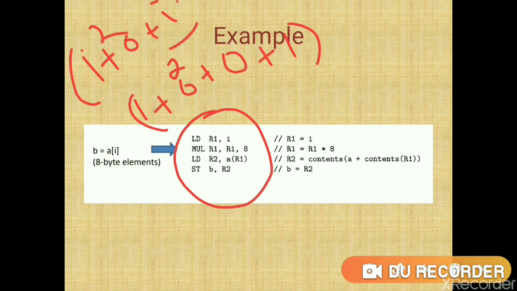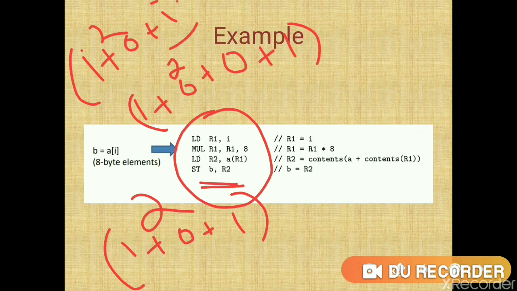Next is load R2 comma a of R1. What is the cost for that? 1 plus, R2 is 0. Then a of R1 means there you are taking the contents of a of R1, right? So a constant value a is there, so the cost is 1 there. Here also 2. What is next?